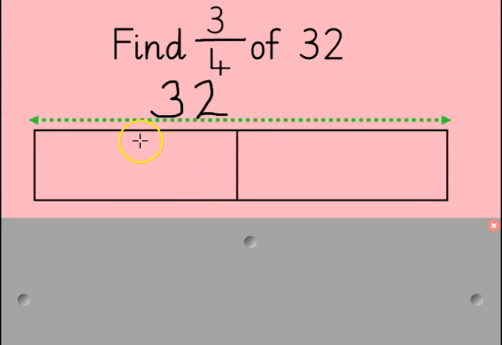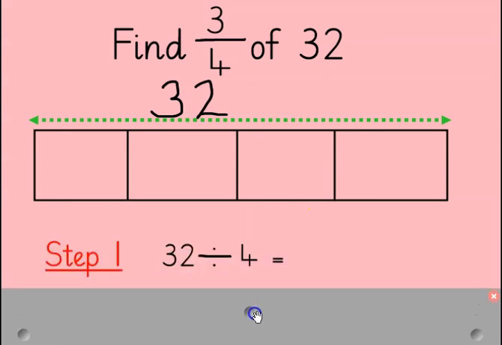One there, and to find 1/4 we half it, and we half it again. Okay, 4 equal pieces. So this is what I would call a two-step problem. First of all, we're going to find a unit fraction. In this case it's 1/4, and then we'll use that information to find 3/4. So step 1 is to work out what 32 divided by 4 is. And using my knowledge of my times tables, I know that 4 times 8 is 32, so therefore I know that 32 divided by 4 must be 8.